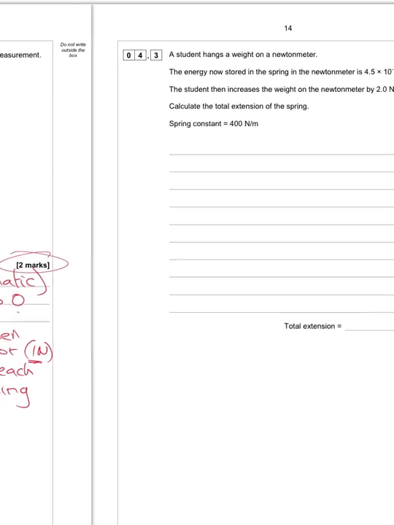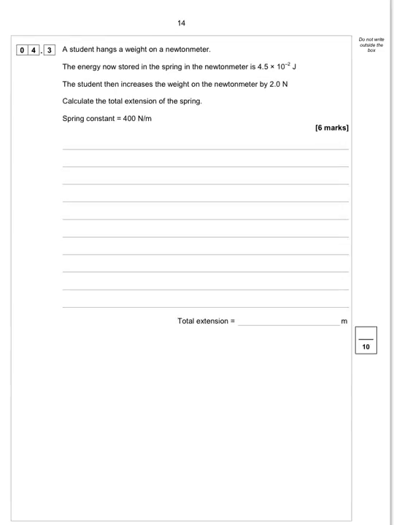Okay, and 4.3: a student hangs the weight onto the Newton meter. The energy now stored in the spring... I'm already thinking, now that we're talking about energy, and I haven't even read the rest of the question yet, that I'm going to need to use the equation E equals 1/2 times k times extension squared. I believe that equation is on your formula sheet. The energy now stored in the spring is 4.5 times 10 to the minus 2 joules. The student then increases the weight by 2 newtons. So that might be important later in the question.